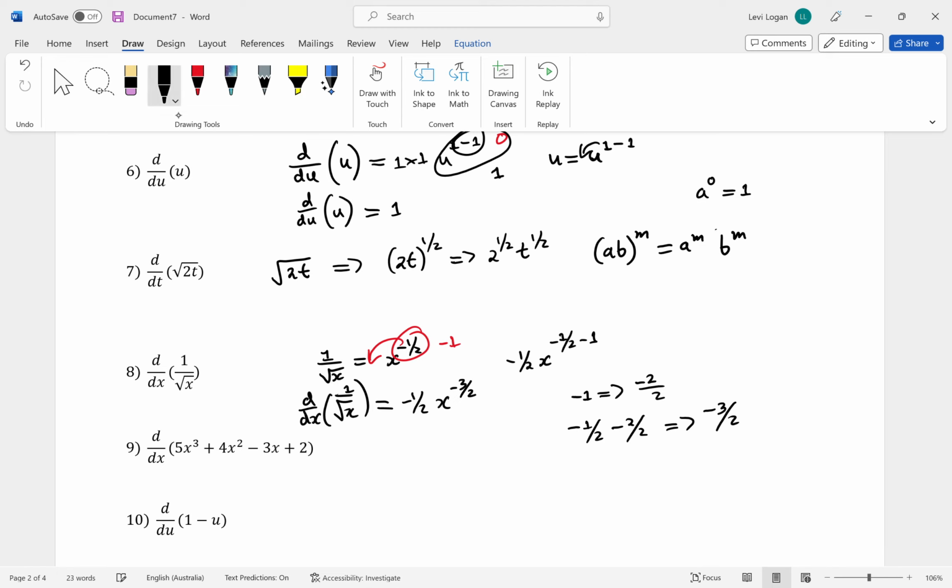If we were to differentiate this now, so we went d dt over 2 to the half, t to the half, and bring the half out the front, we're going to have the square root of 2 over 2 t to the half minus 1, so that's going to be negative a half up there.